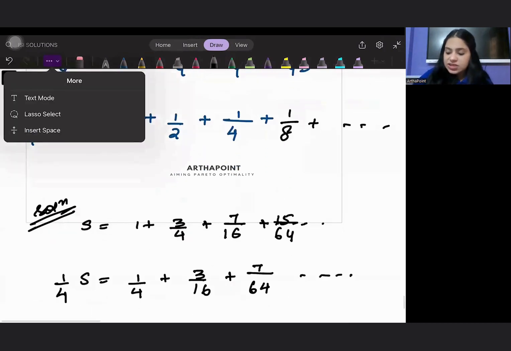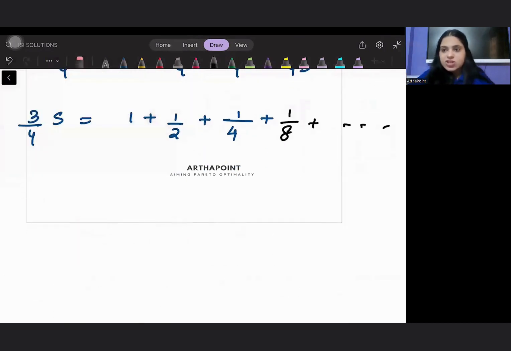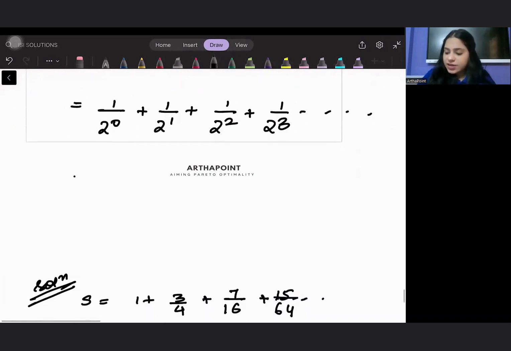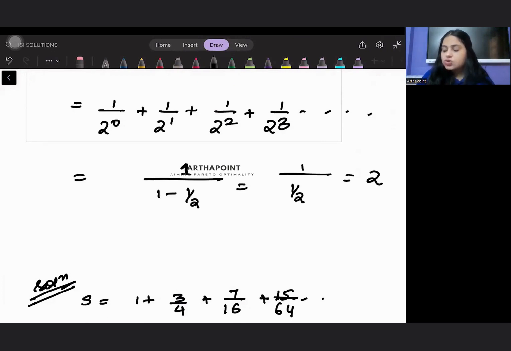So what you see now is that from the APGP series, I have been able to create a GP series. So now I can just rewrite this as 1 by 2 to the power 0 plus 2 to the power 1 plus 2 to the power 2 plus 2 to the power 3 and so on. And this is an infinite GP. So its sum will be A upon 1 minus R. A is the first term, upon 1 minus the common ratio, which is half. So 1 upon half, so this will be 2.